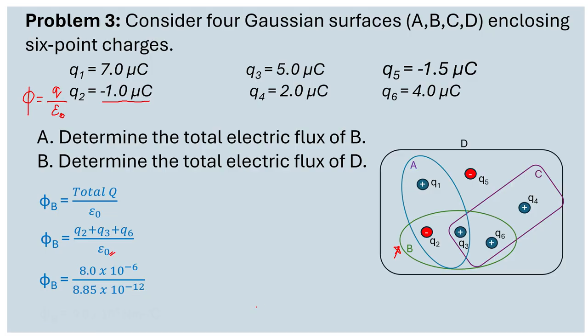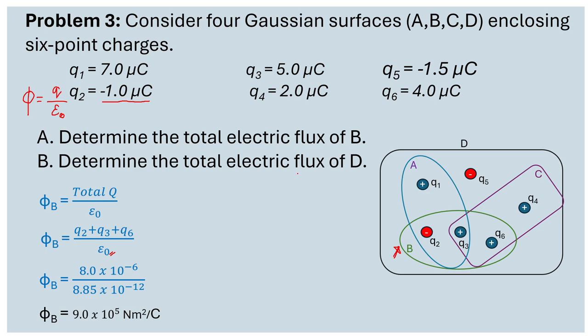The answer is 9.0 times 10 to the 5. That is already rounded up. Newton meters squared per coulomb. So it means the amount of electric flux inside B is this much, 9.0 times 10 to the 5th Newton meter squared per coulomb. Okay. Next, letter B.